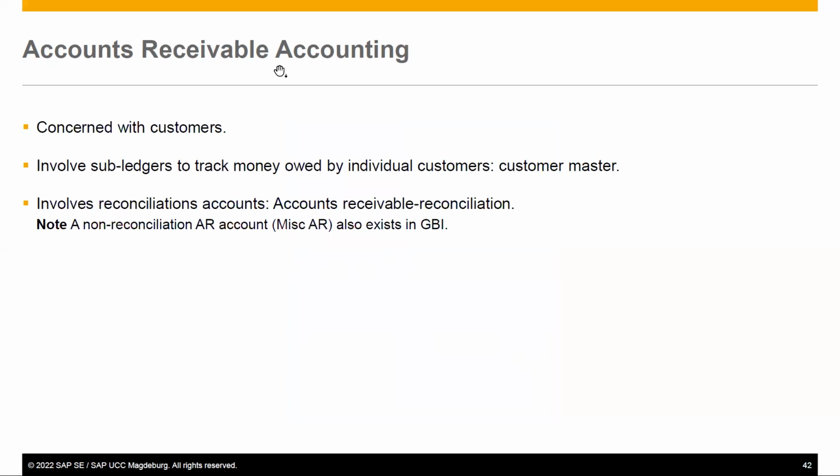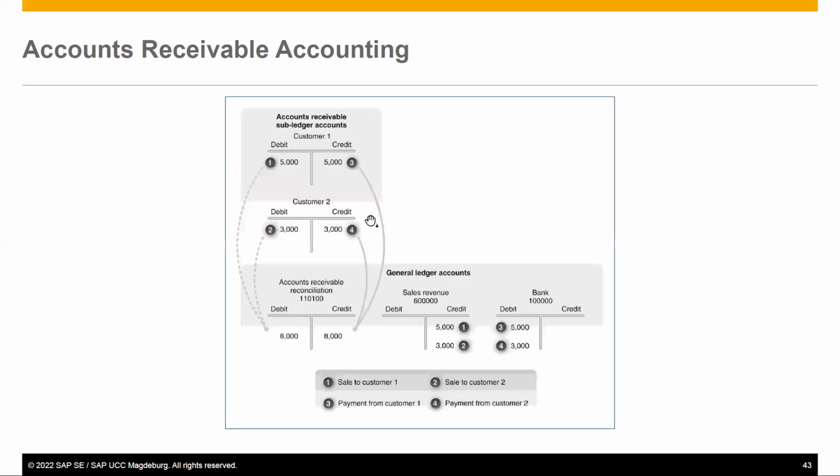Similarly, we have accounts receivable accounting. This accounting is related to the customers, and this involves a sub ledger. Any entry we make for the customer, any payments or invoices, comes to the sub ledger. And this involves the reconciliation account, the accounts receivable reconciliation account. From this we can know the receivables that we have. The detail for these customers is available in the sub ledgers, and the total amount is available in the reconciliation account for accounts receivable.